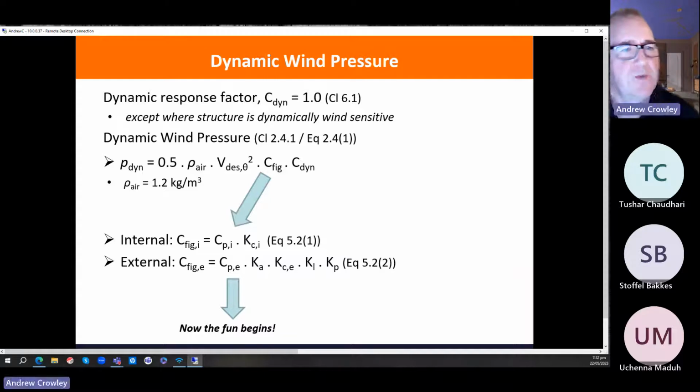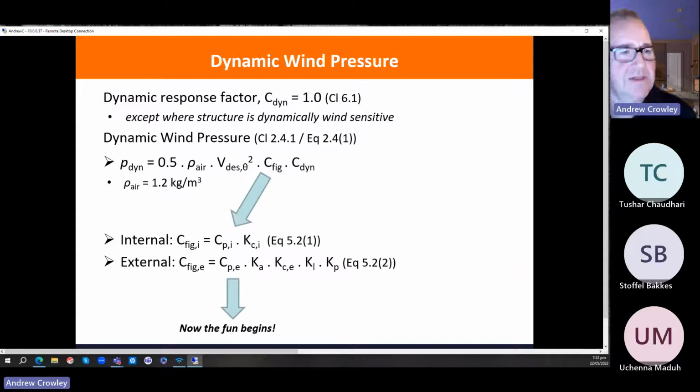To get your dynamic wind pressure, you take your wind speed and multiply by its mass, and the CFig and the CDyn. So we've already set our CDyn to 1. CFig is related to our coefficients for internal and external pressure. As you'll notice, there's a little bit of Newton's laws in there, the half mv squared, looking at energy. And we take the mass of the air as 1.2 kilograms per cubic meter.